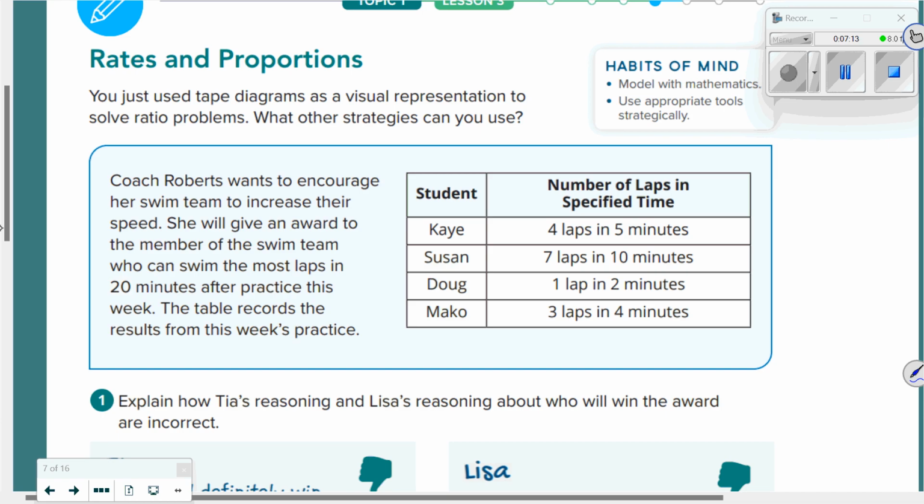We just used tape diagrams to represent and solve ratio problems. What other strategies can we use? Well, we already used tape diagrams, so we're going to find other ways. And I am still talking over people, and I do not like it.